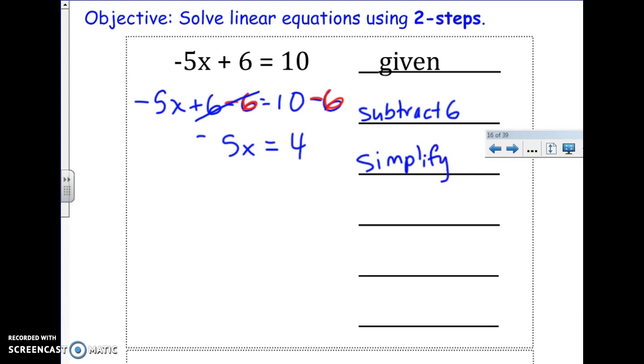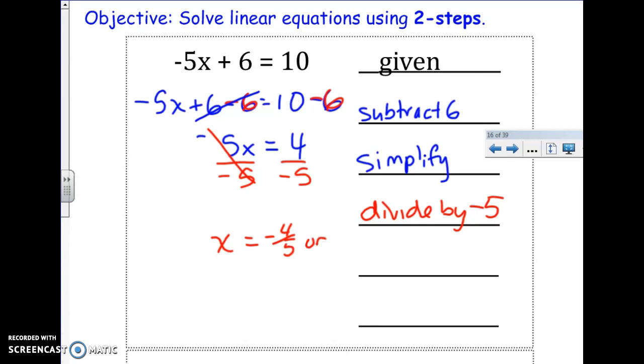All right. Now I have to decide what I want to do to get the x alone. This is negative 5 times x. So I'm going to divide both sides by negative 5. Remember, when we're dividing, we want to divide by the same sign so that the negatives can cancel out. So I get that x is equal to negative 4 over 5. Or if you like a decimal, that should be negative 0.8.